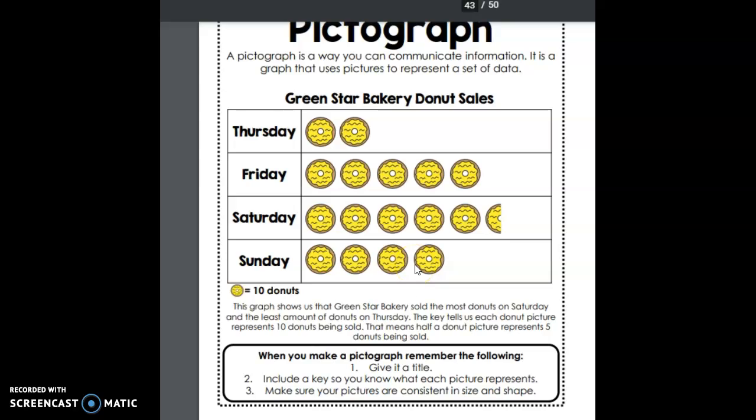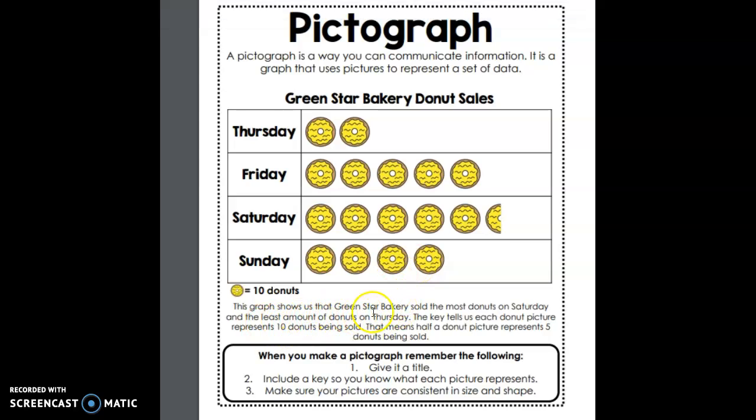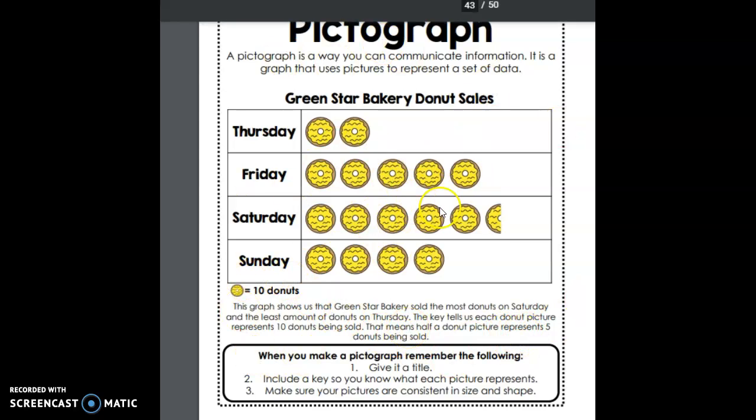Okay? So this graph shows us that Green Star Bakery sold the most donuts on Saturday and the least number of donuts on Thursday. Okay? The key tells us that each donut picture represents 10 donuts being sold. That means half a donut would represent 5, and we just talked about that. Okay? So this is what a pictograph looks like.